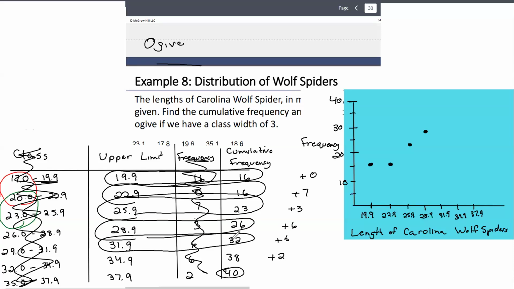Then the 31.9 and the 32. So we know where 30 is. 32 is roughly here. The next one is 34.9 and 38. So that's about here. And then my last one's at 40.